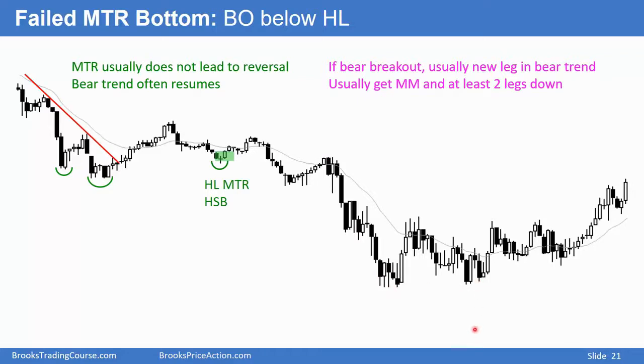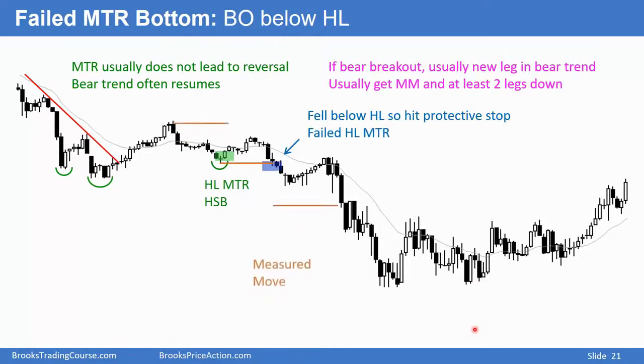Here we got several legs down. Minimum goal is some kind of a measured move. A good starting point is maybe the top of the most recent bear leg, and then the breakout here, and look for a measured move down. We fell for more than that.